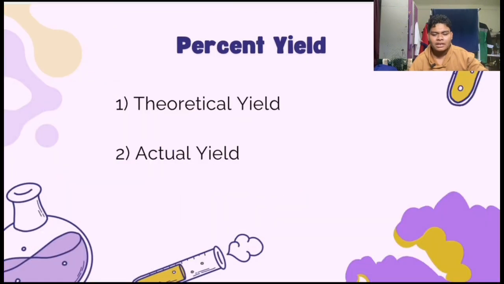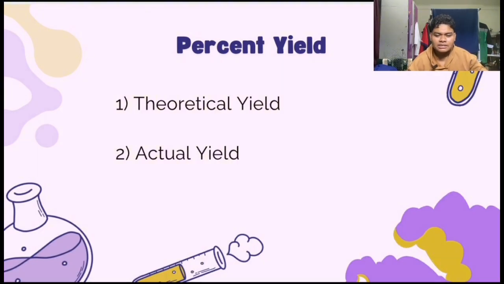Next, we have percent yield. Percent yield is used to compare the theoretical yield, which is the maximum amount of product calculated on paper, and the actual yield, which is the amount you actually measure in the lab. There's also a formula to find it, which is actual yield over theoretical yield times 100%.